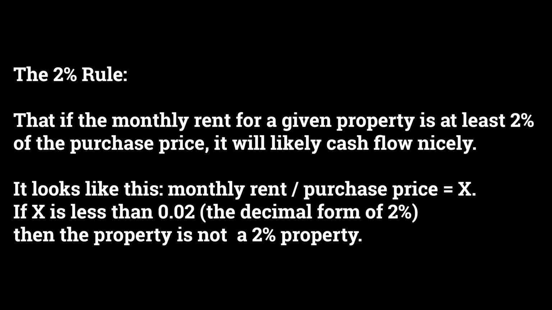is at least 2% of the purchase price, it will likely cash flow nicely. It looks like this. Monthly rent divided by purchase price equals X. If X is less than 0.02, or the decimal form of 2%, then the property is not a 2% property.